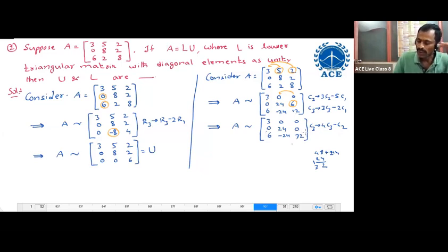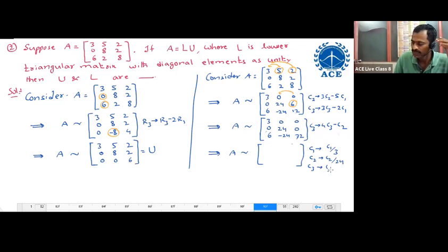Now this is a lower triangular matrix, but we require the unit lower triangular matrix. To get the unit lower triangular matrix, again we apply the operation. Along the diagonal we require 1, 1, 1. For this, A is equivalent to: C1 position, C1 by 3; C2 position, C2 column divided by 24; C3 position, C3 divided by 72. Now divide the first column by 3, the second column by 24, the last column by 72. Then along the diagonal we get 1, 1, 1 only.